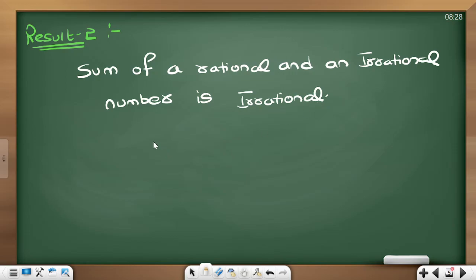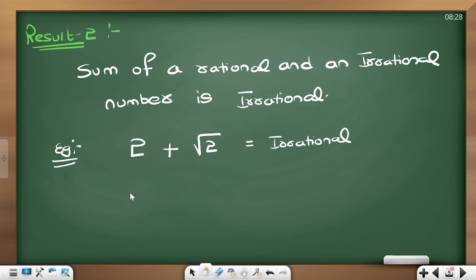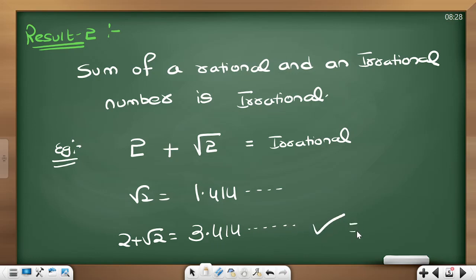How you can remember this is very simple. I'll just give you an example, then I'll tell you my own analogy for this. See, 2 is rational and root 2 is irrational. If you add these two, you will get another irrational number. You cannot call it rational. Why? Root 2 is 1.414 something, going to be non-terminating, non-repeating. Now 2 plus root 2 is going to be 3.414, non-terminating, non-repeating. Therefore this is also irrational. I think you got the clarity.